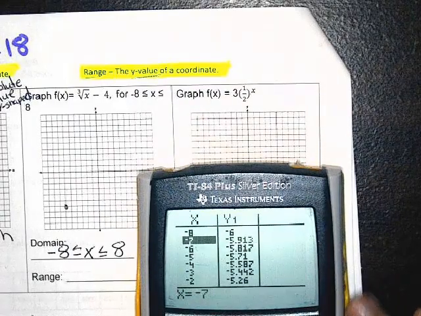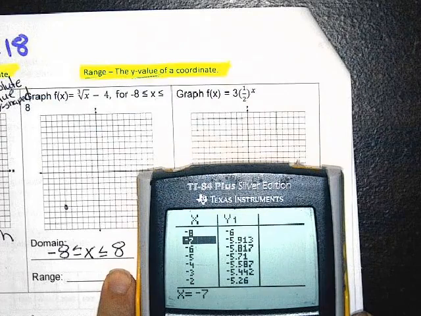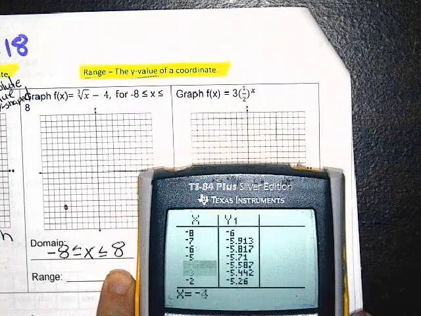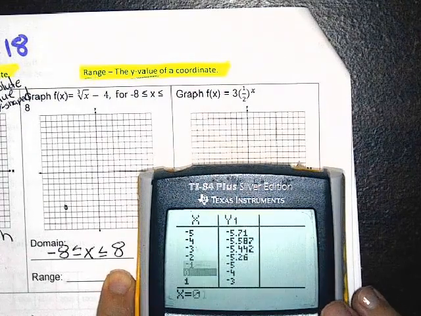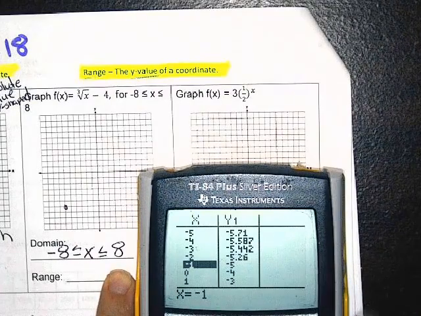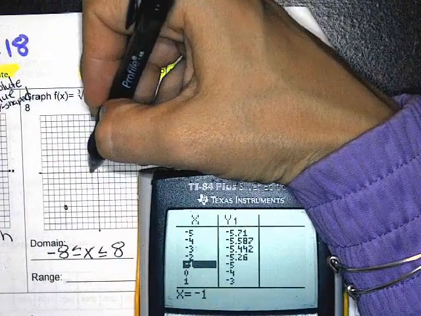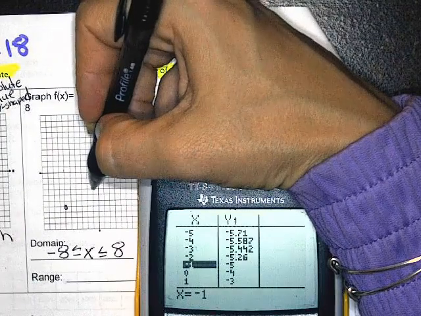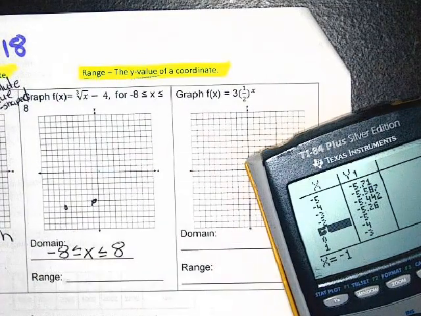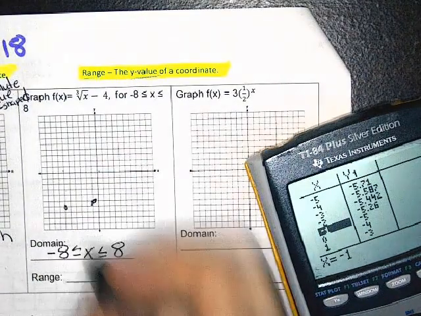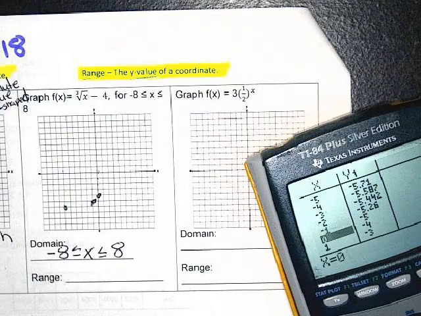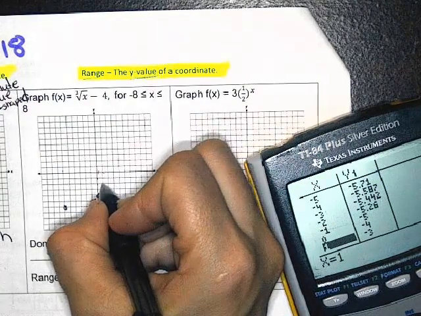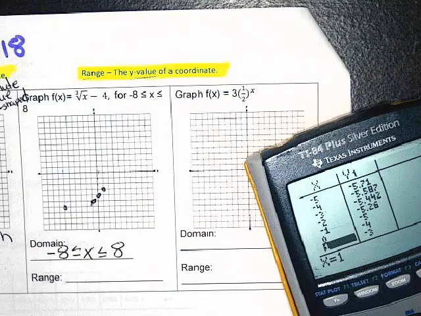Continuing. Now, we'll keep scrolling up towards +8 to see if there's any more whole numbers. So keep scrolling by just hitting the down arrow key. Oh, look, there's one. -1, -5. So I'm going to graph -1, 2, 3, 4, 5. There's one. Okay, I'm going to graph 0, -4. I'm going to graph 1, -3. And then I'm going to see if there's any more.